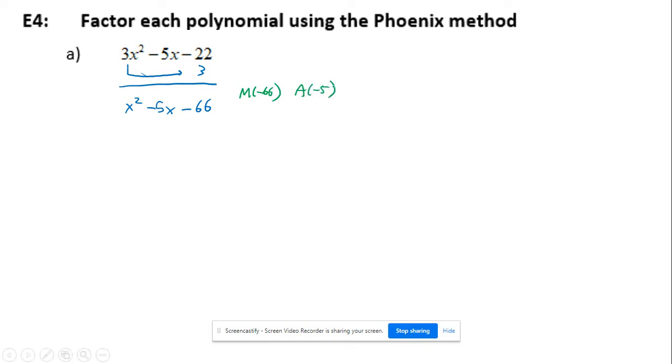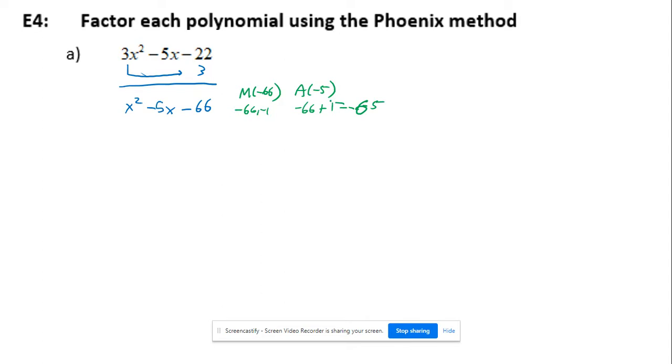I need to find numbers that multiply to -66 and add to be -5. Now, one downside of the Phoenix method is that we tend to have some pretty big numbers here to deal with. So this might be one of those situations where we're getting out our calculator, you have your phone calculator in front of you, and you're just doing -66 divided by 1. Okay, well, that's -66 and 1. But -66 plus 1 is -65. That didn't work.